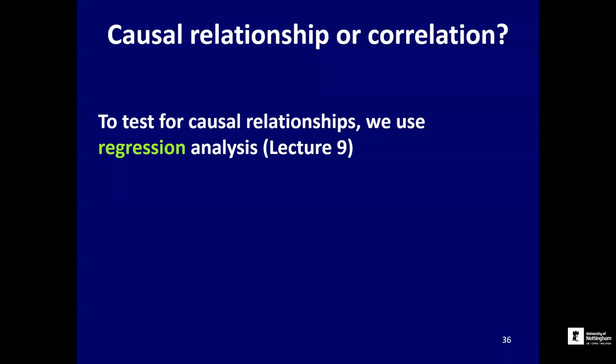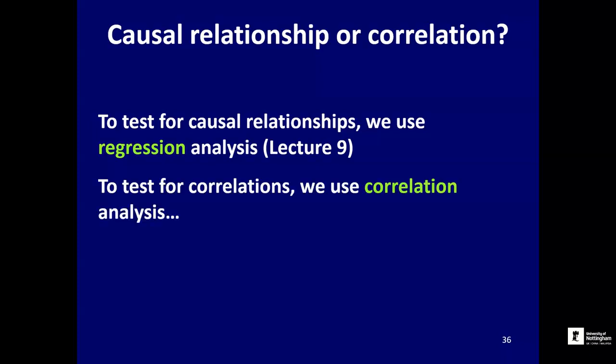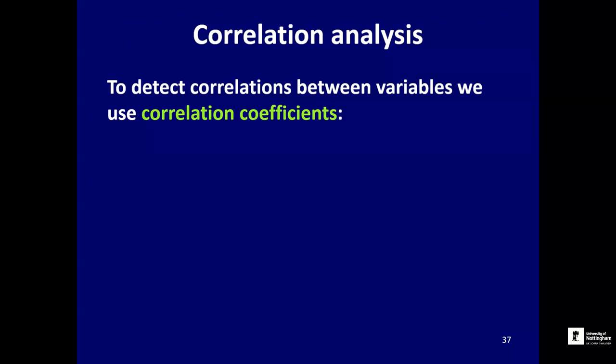Okay, so these two scenarios call for different kinds of analysis. Where we have a causal relationship or we expect one, then we're going to use regression analysis, which I'm going to talk about later in the course. Where we're just looking for patterns, just looking for associations without any particular feelings about cause and effect, then we're going to use correlation analysis. So that's the key distinction.